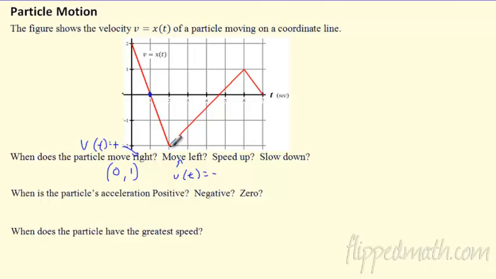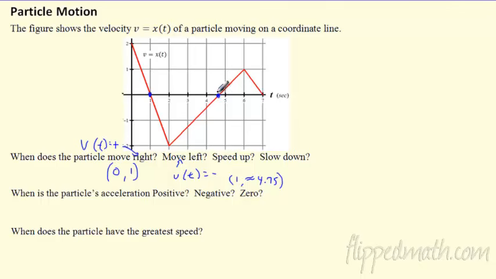This doesn't mean it stopped and turned around. This means it's just slowing down. The velocity is actually slowing down. So all the way to here, it's moving left. That's pretty hard to think about. So from 1 to roughly 4.75, it is moving left because the velocity is negative.